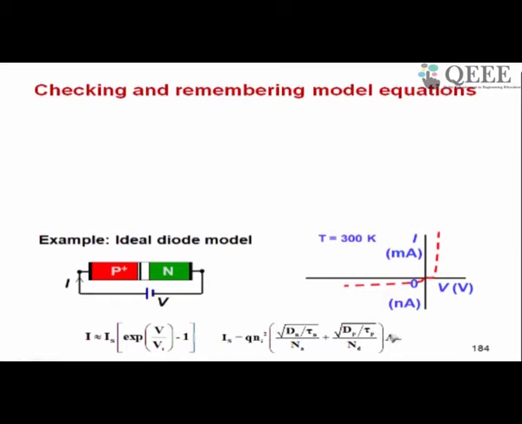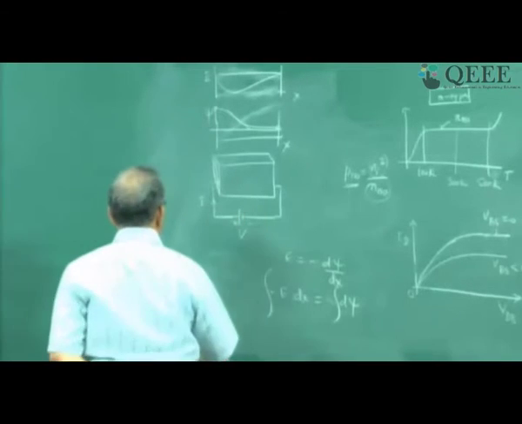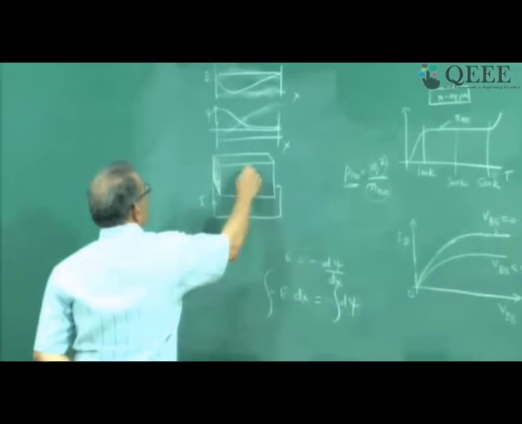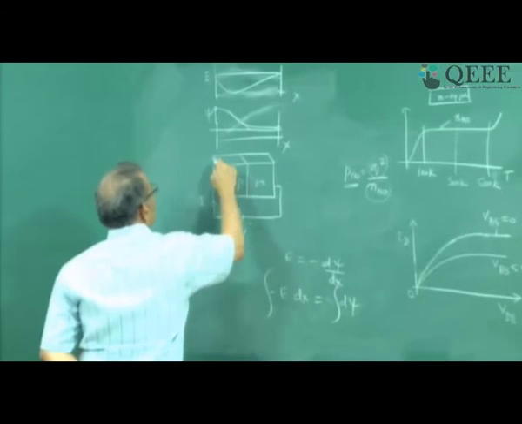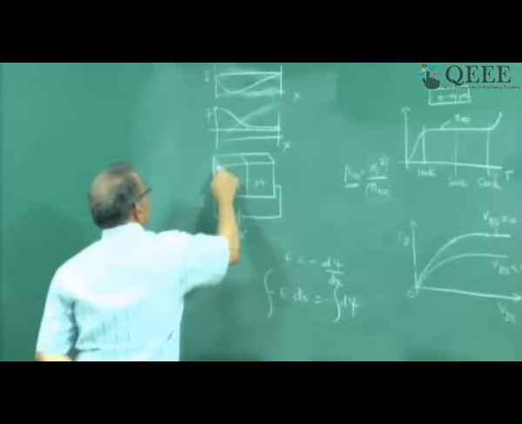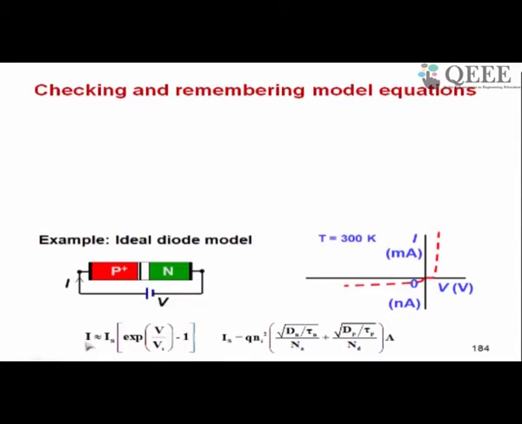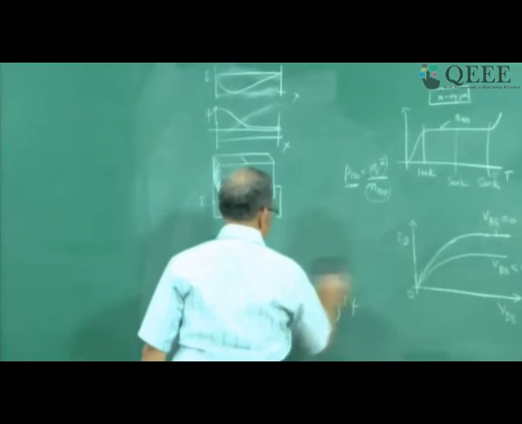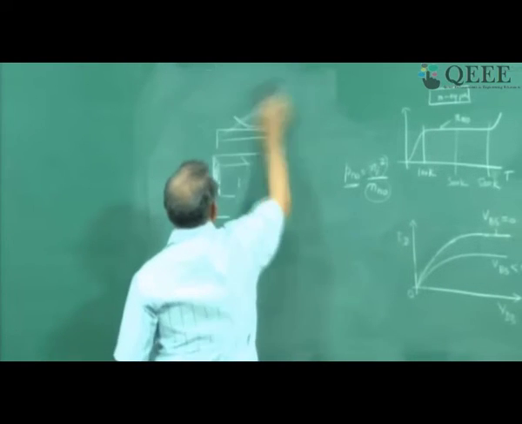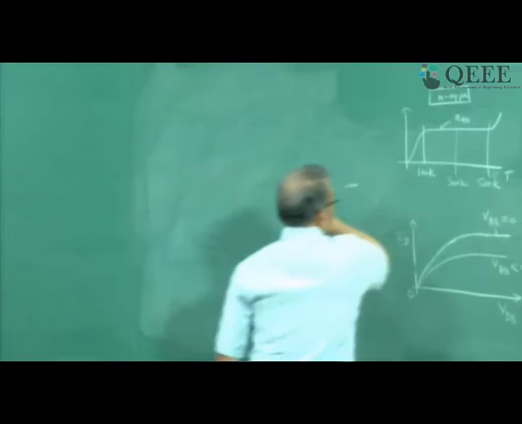A is the area of the diode, area of cross section, that is this area. So if this is a diode pn, then this area is A. Now supposing we have written an equation like this, how do we check whether what we have written is correct? So let me give an example of a mistake that may be made while writing the equation, and then how we will check that we have made a mistake.